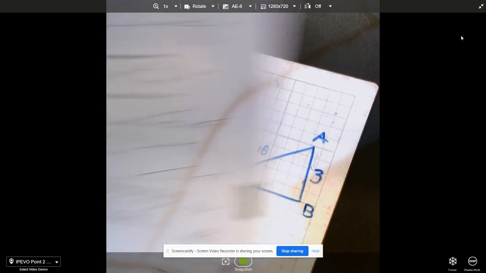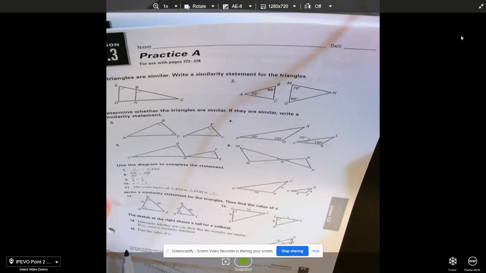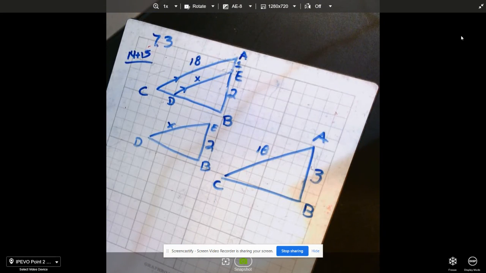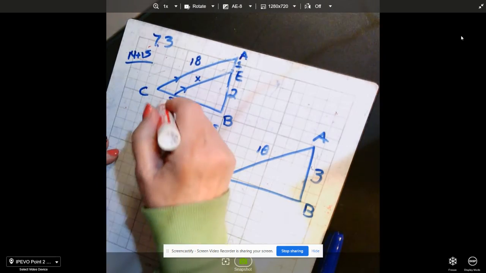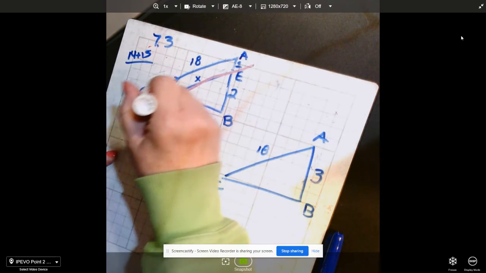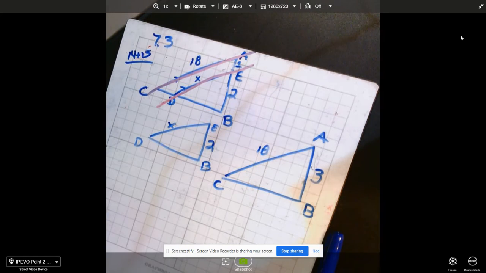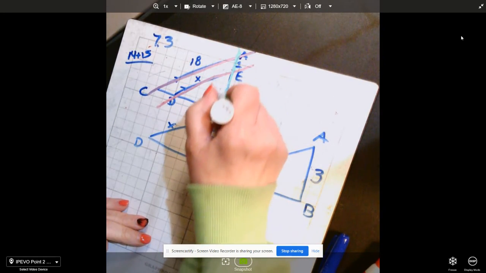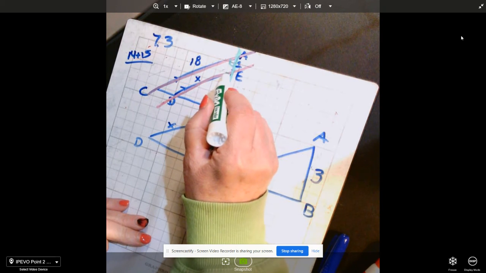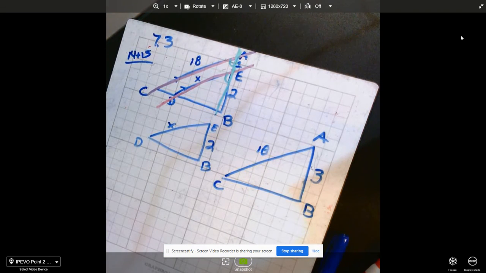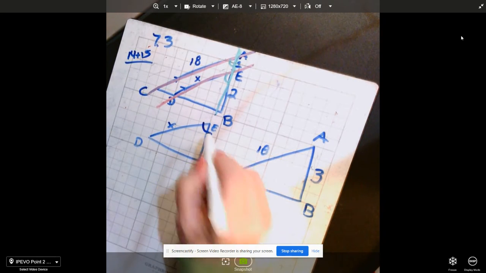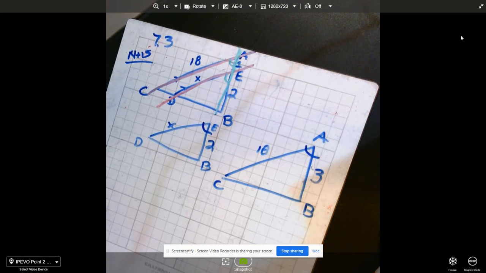And they said, determine whether you could show that the triangles are similar. If so, write a similarity statement. Well, you know that if I can prove that two angles of a triangle are congruent, then the two triangles are similar. So this kind of brings you back to the days where you did parallel lines cut by a transversal. They tell you that these two lines are parallel. And if it is cut by this transversal right here, then you know that this angle is congruent to this angle. So on my little triangles, that would mean this angle would have to be congruent to this angle here.